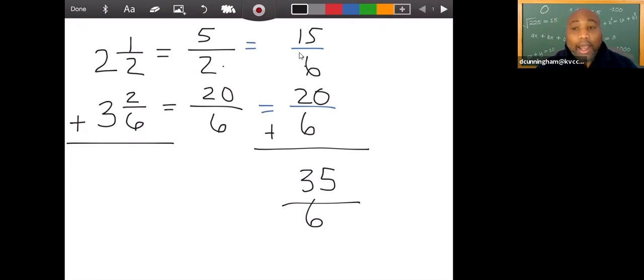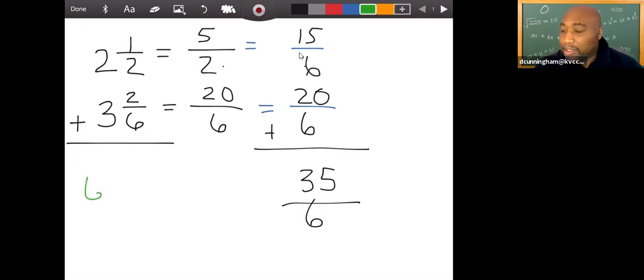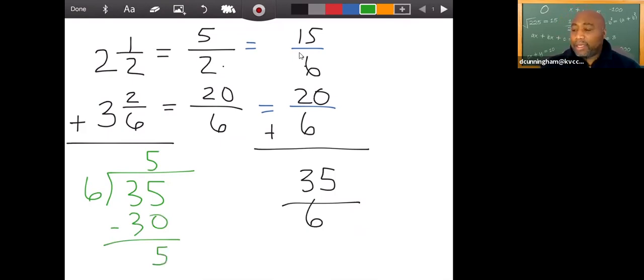Now, you can have that as an answer if that's reduced, or a lot of times instructors like to have it converted as a mixed number. So now let's convert this back to a mixed number since our original problem was a mixed number. So basically, we're just going to divide 6 into 35. So we have 5 goes into that, 30, subtract, remainder of 5. That's my remainder.